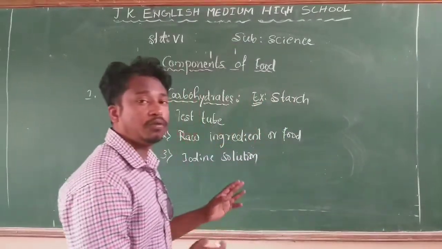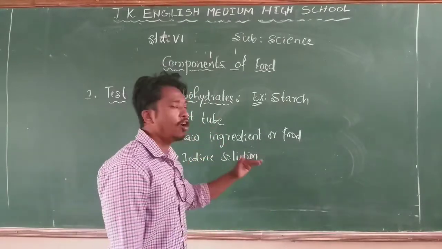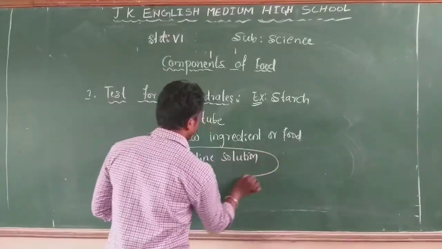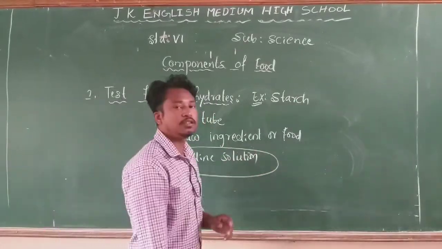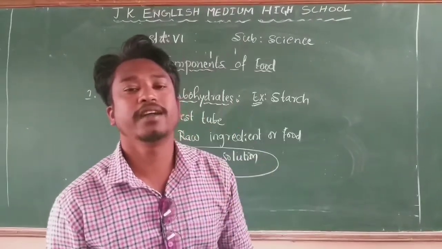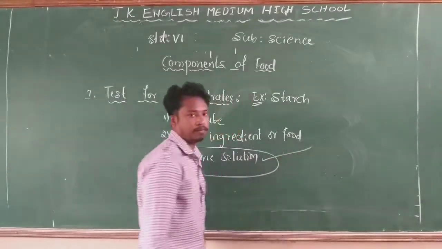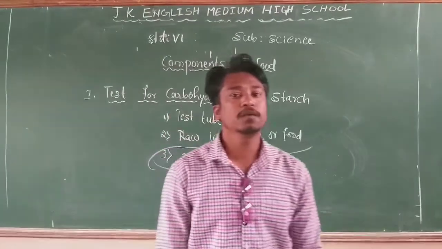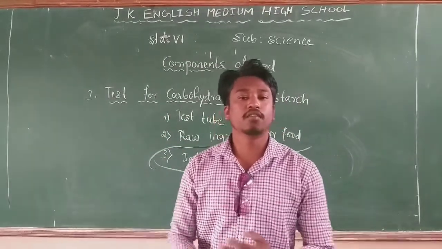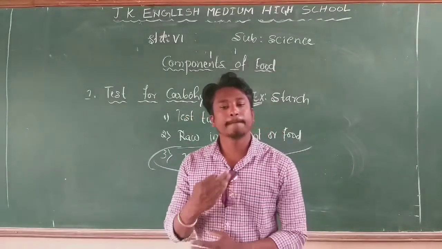To carry out that test, what do we need? Test tube, raw ingredient and iodine solution. This one is important: the question will come, which solution is used to test for starch or carbohydrates in food? The answer is iodine solution. I hope you understood. Next, we'll go for the next test, the test for protein.